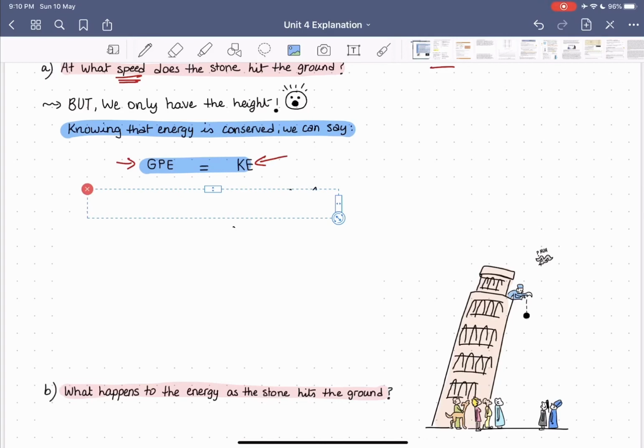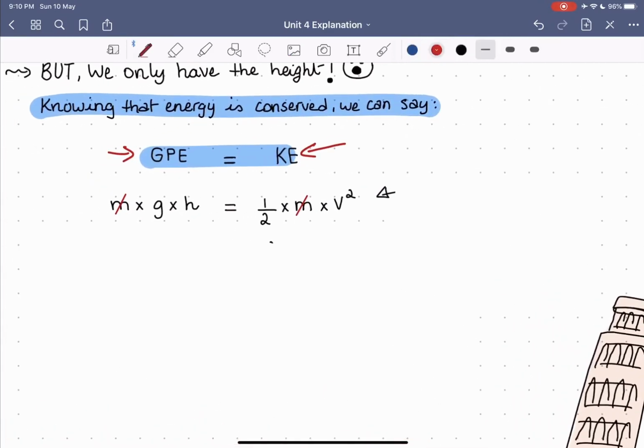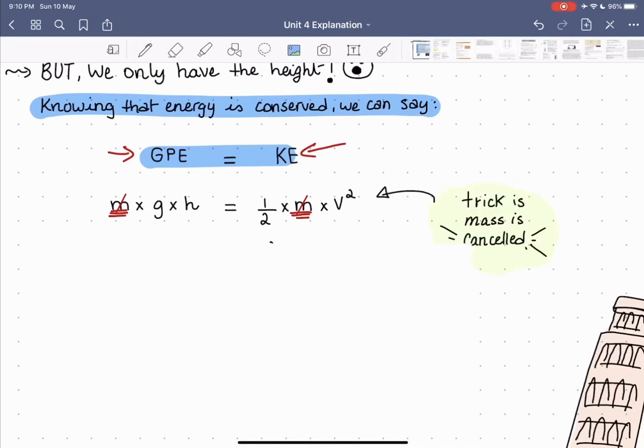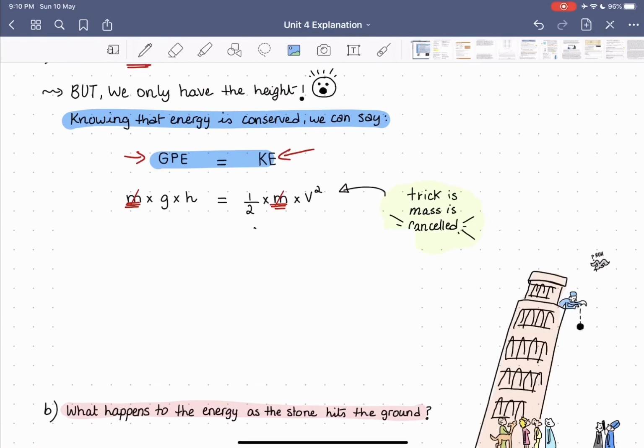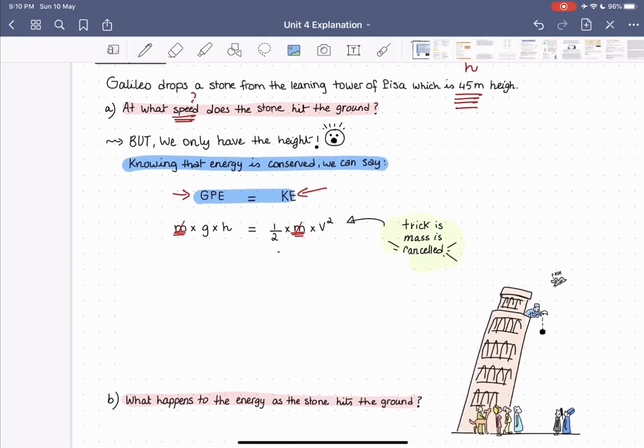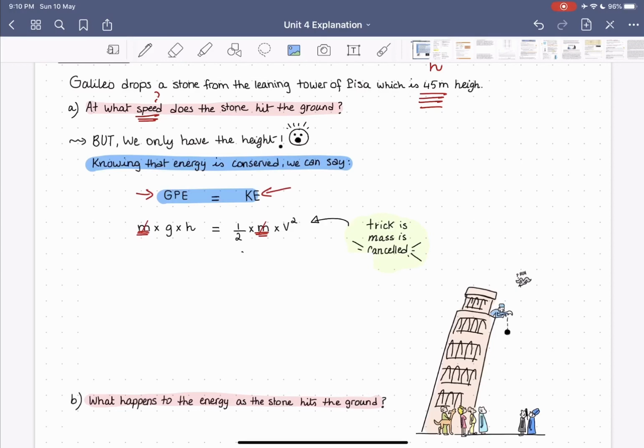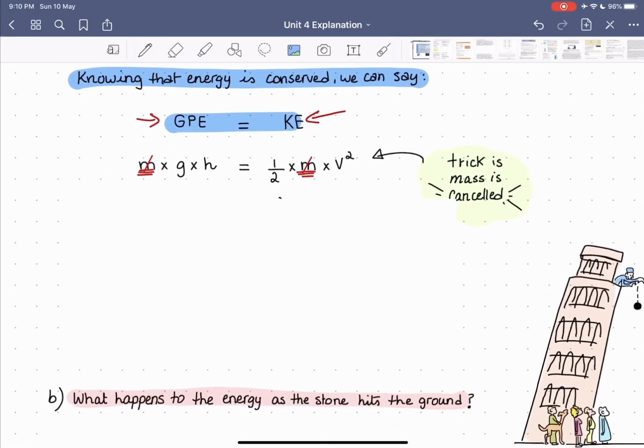Okay, write this down and you will see that on both sides the mass of the body appears. Since we're dealing with the same body, the mass can be cancelled out. This is the trick in such a case: even if you only have the height given, you don't need the mass, because the mass will be cancelled out.